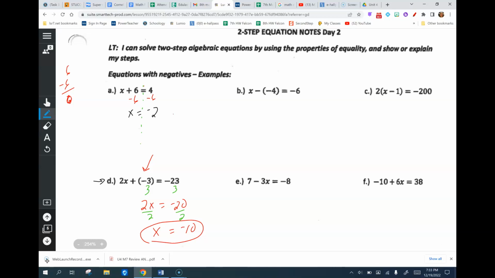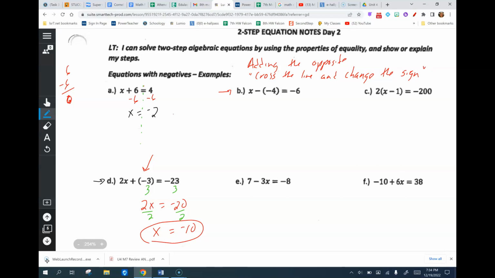Now B comes up with a whole new thing. Look at B right here. X minus a negative 4. Whenever I have subtraction, it is the same as adding the opposite. And the phrase that one of my students taught me one time is cross the line and change the sign. And I'll show you what that means. Cross the line and change the sign. Okay, do you have that written down?